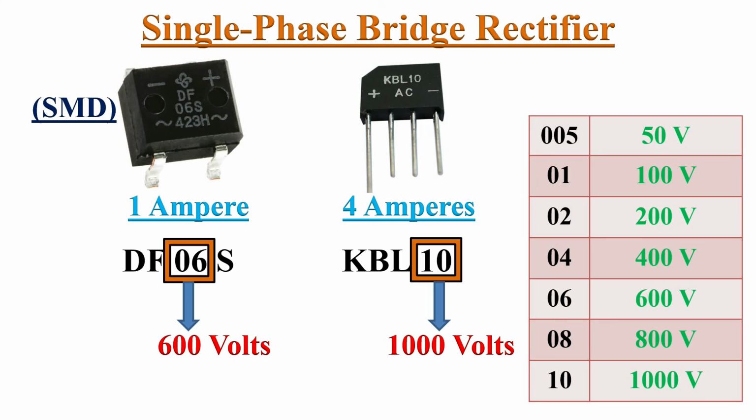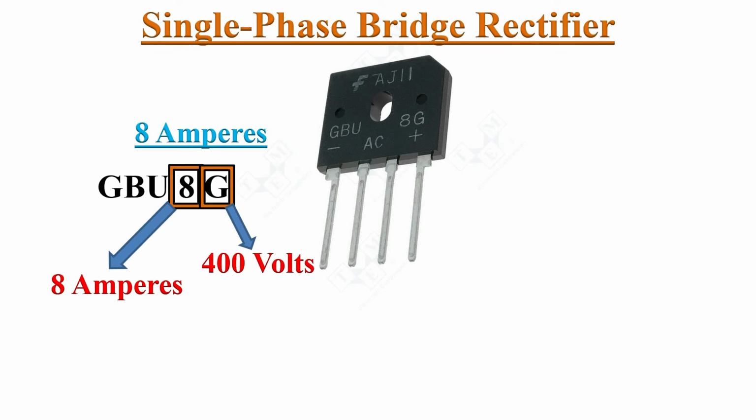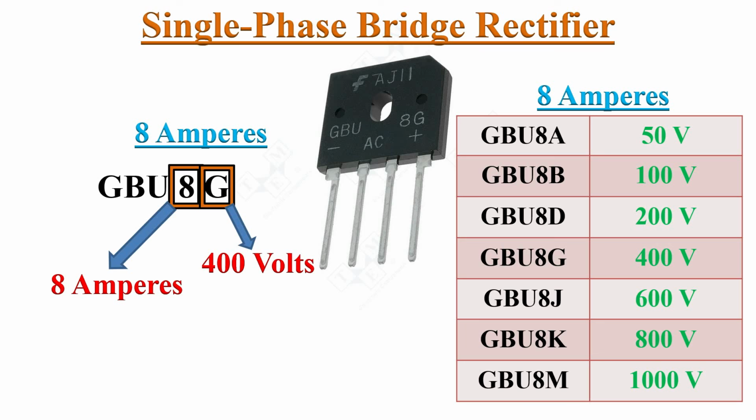their surface. GBU series bridge rectifier ICs' current rating is 8 amperes. Here the numeric digit 8 indicates its current rating of 8 amperes. The last digit, an alphabet letter, indicates its voltage rating. This table shows voltage rating according to the last alphabet letter printed on its surface.